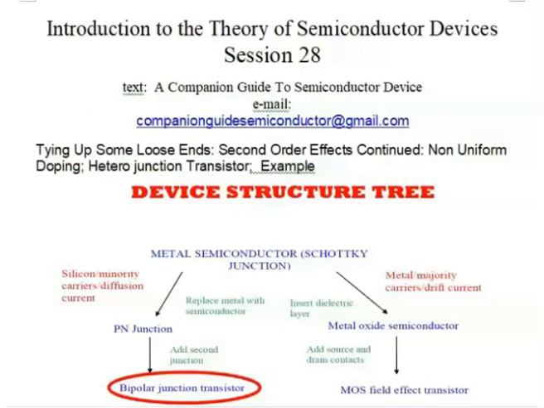Last time we looked at the second order effects, which are detrimental to device performance. Today we'll be looking at the second order effects which we can use to make better devices, and perhaps not even second order effects. The heterojunction bipolar transistor is a whole new device. And if we have time at the end, we'll be looking at one or two examples.